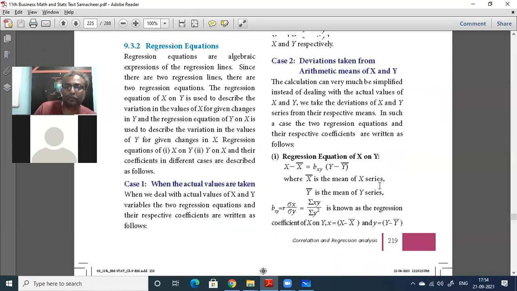Now the second type of formula, where you are taking deviations. That means x is equal to x minus x bar, y is equal to y minus y bar. If you are taking it like that, then the formula becomes much simpler. Sigma xy by sigma y squared if x on y.